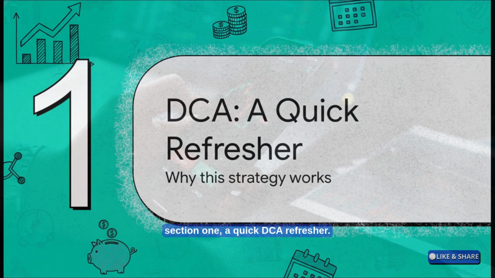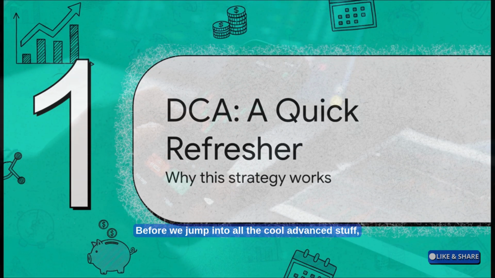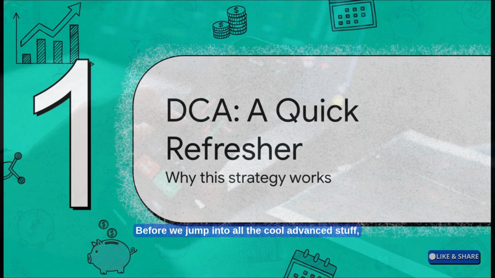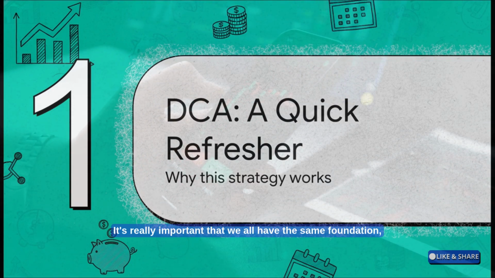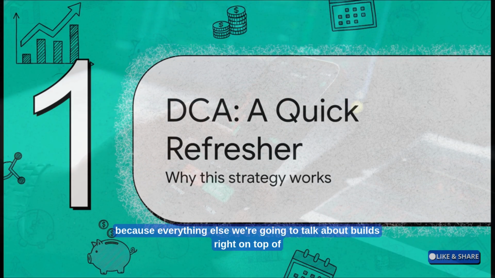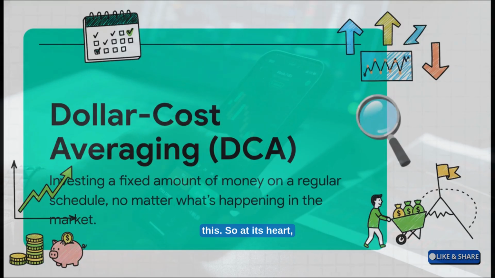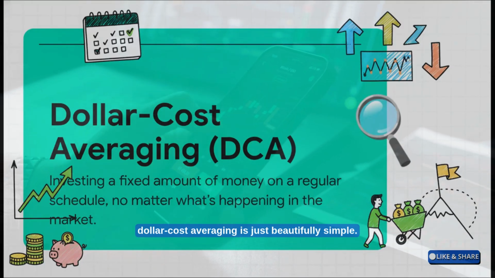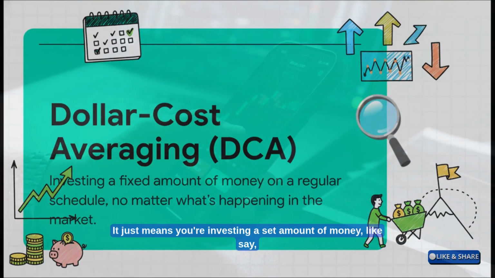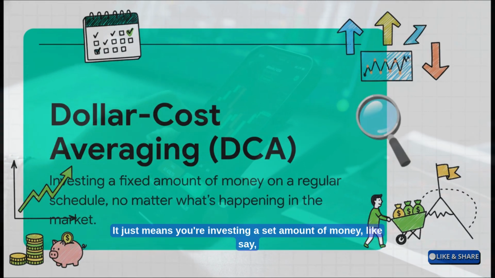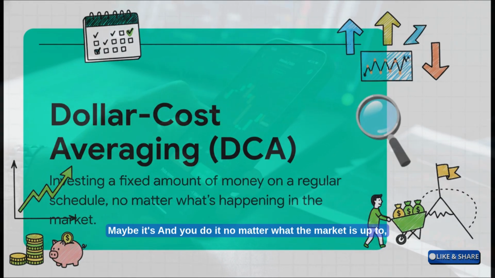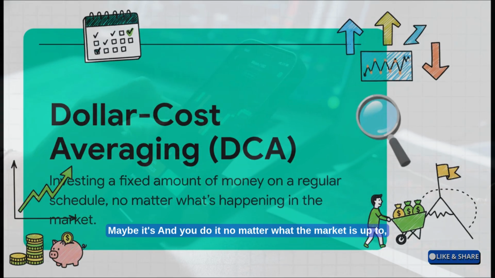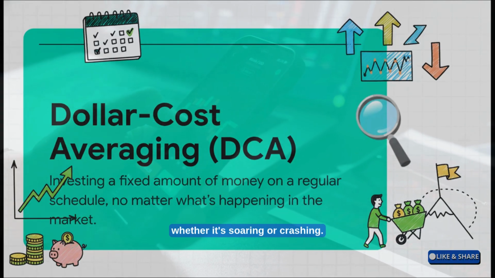Okay, Section 1, a quick DCA refresher. Before we jump into all the cool advanced stuff, let's just lay the groundwork. It's really important that we all have the same foundation, because everything else we're going to talk about builds right on top of this. So at its heart, dollar cost averaging is just beautifully simple. It just means you're investing a set amount of money, like say $100, on a totally regular schedule. Maybe it's the first of every single month, and you do it no matter what the market is up to, whether it's soaring or crashing.